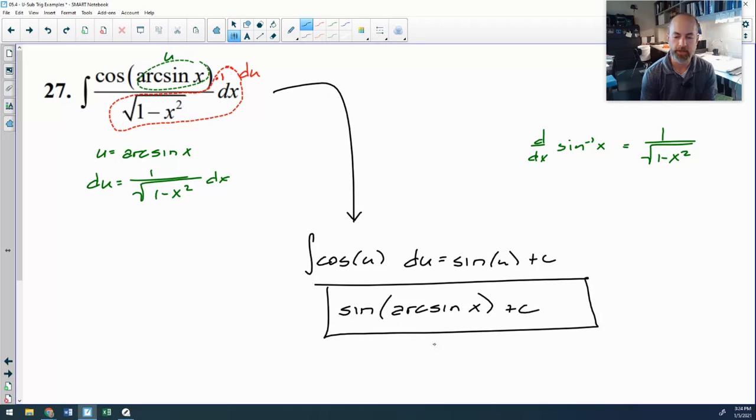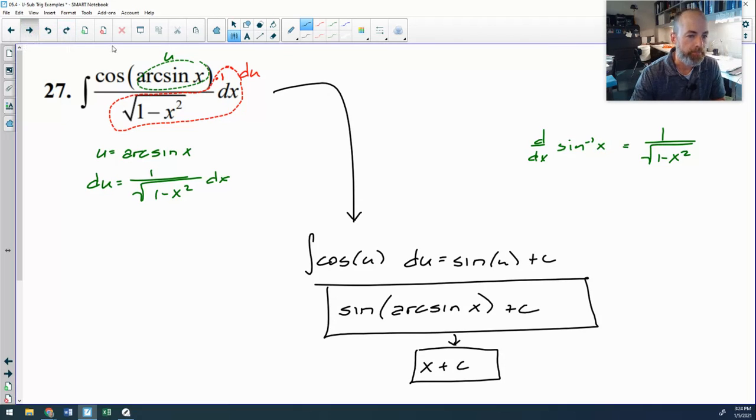It does turn out that sine of arc sine, they are inverses of each other, so they kind of undo each other. That is the same thing as x plus c. And the other method I alluded to a few minutes ago, where you bypass the U-substitution, would have taken you to just x plus c. But it's more of a geometric way of looking at it and cleaning up this integrand before you do the antiderivative. So both are acceptable answers.